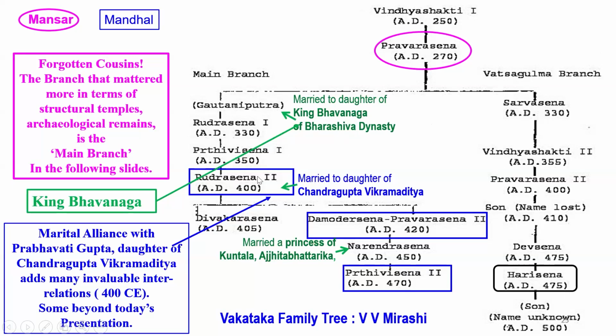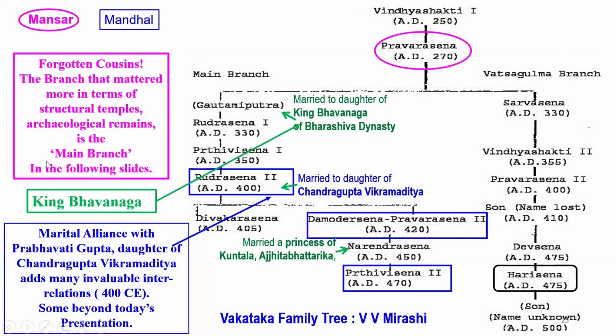And the main thing about it was that this Rudrasena, Prithvisena's son, married the daughter of Chandragupta Vikramaditya. It was a big thing for the Vakatakas because this Chandragupta Vikramaditya was quite a powerful king. And remember, this is 400 CE.